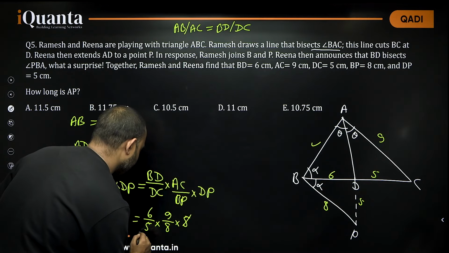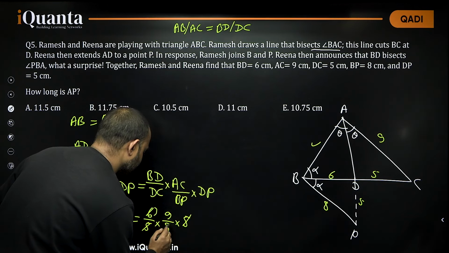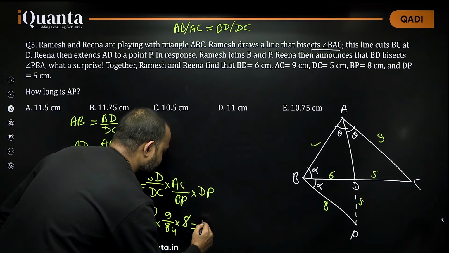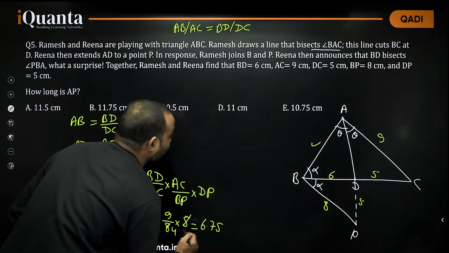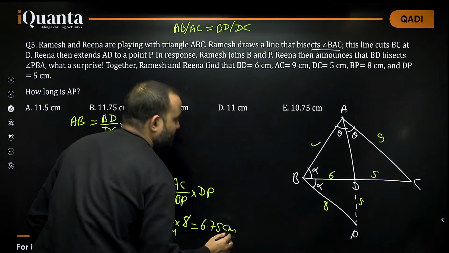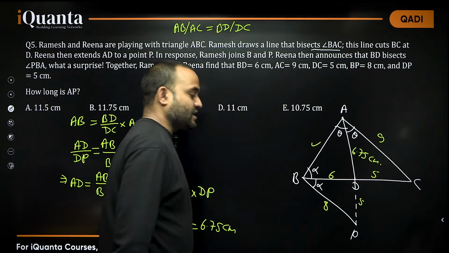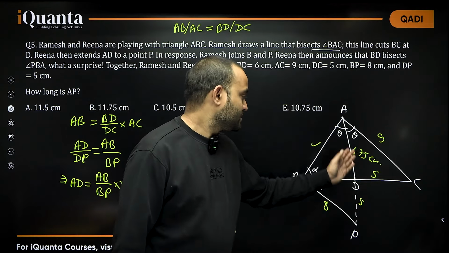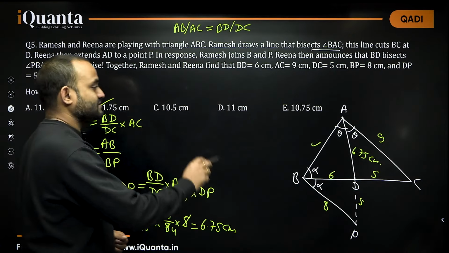So, 5 cancelled out, 9 into 6. So, this is 3 times, this is 4 times, that is 27 by 4, or nothing but 6.75 centimeter. So, this length is 6.75 centimeter, right? Now, what will be AP? 6.75 plus 5, 11.75. So, the answer is option B.